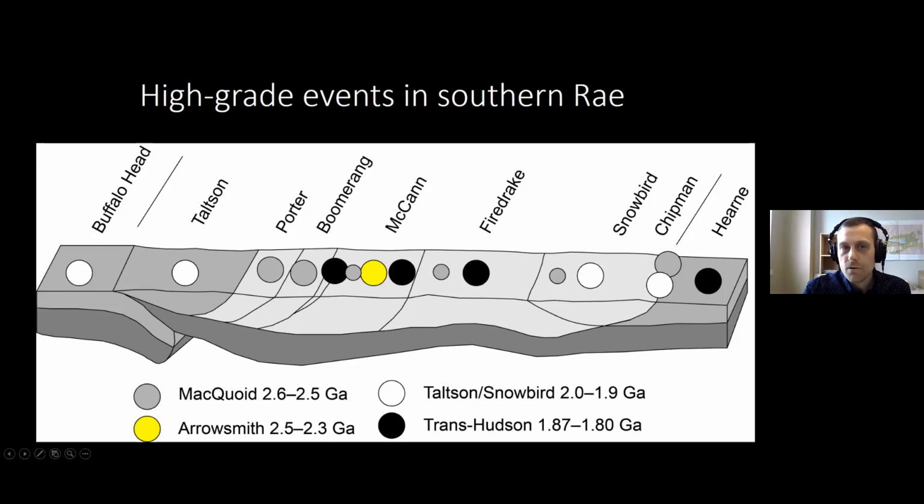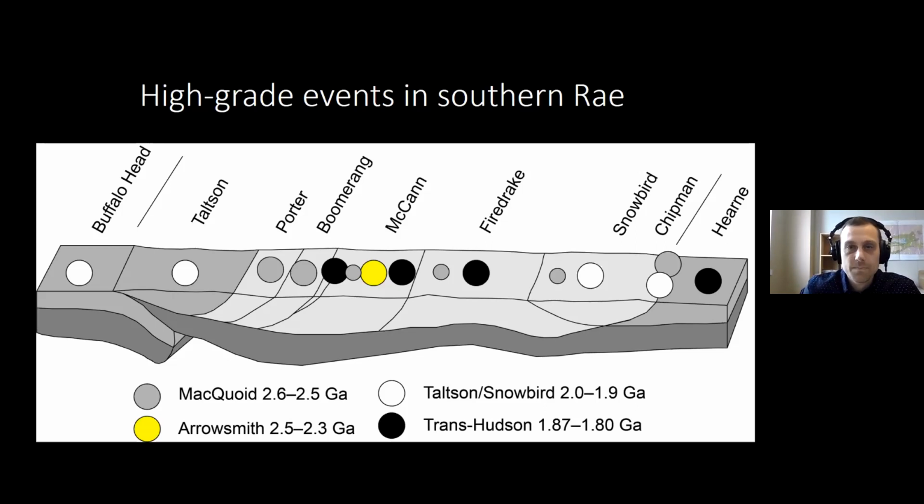The third orogenic system I want to talk about, I've lumped two into one. It's the Taltson and Snowbird. These occur on the west and east margins of the Rae, respectively. These broadly occurred between about 2 and 1.9 billion years ago. And as you can see from the diagram, the white circles are really isolated on the margins of the craton. We don't see much evidence for this event towards the center.